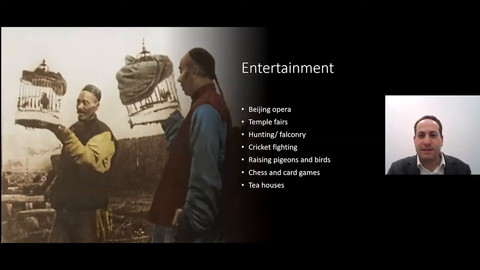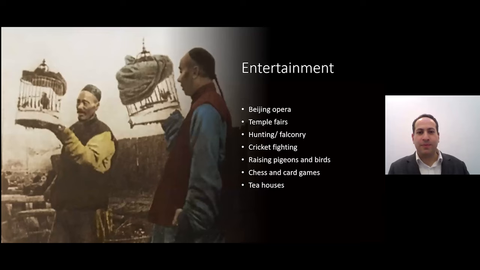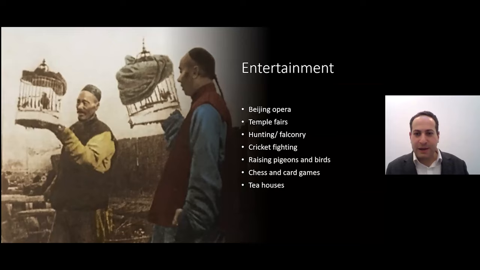For entertainment in Beijing, there's Beijing opera. This is truly one of the great art forms to come from Beijing at this time, and we're going to have a lecture specifically on Beijing opera. There are temple fairs, hunting and falconry, cricket fighting. People like to raise crickets, the little insects, and watch them fighting, and raise pigeons. You used to see this in Beijing until very recently. People would have huge cages with pigeons, and play chess and card games in tea houses.